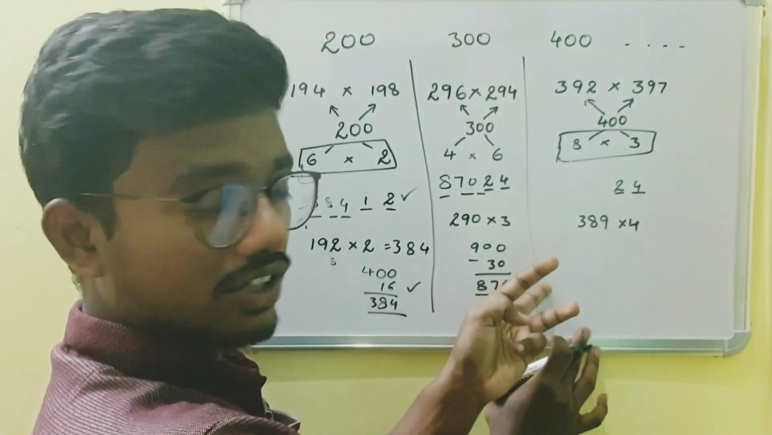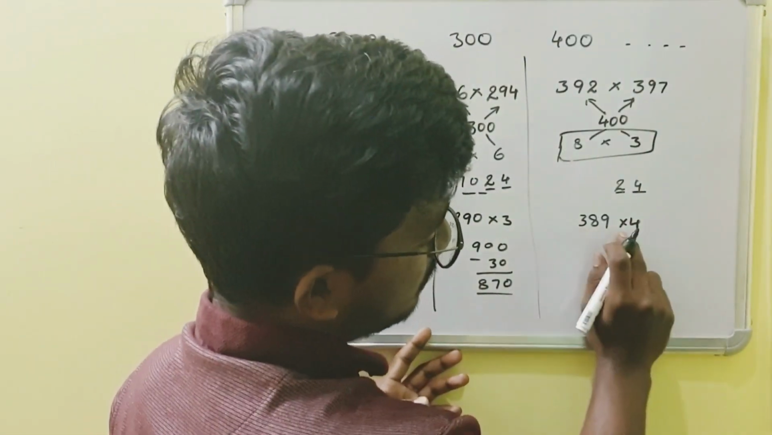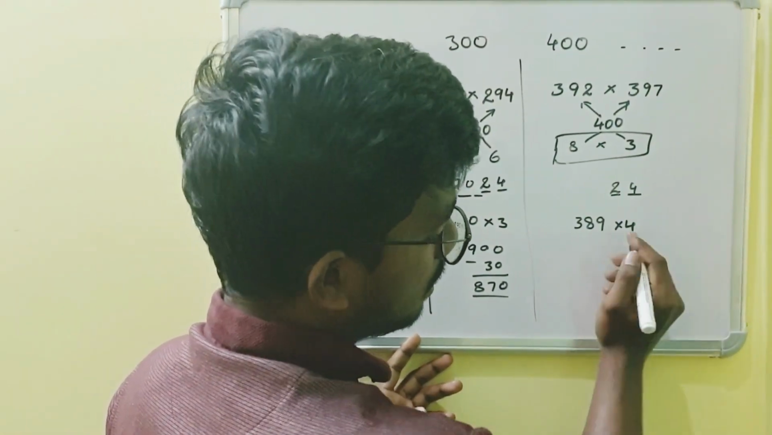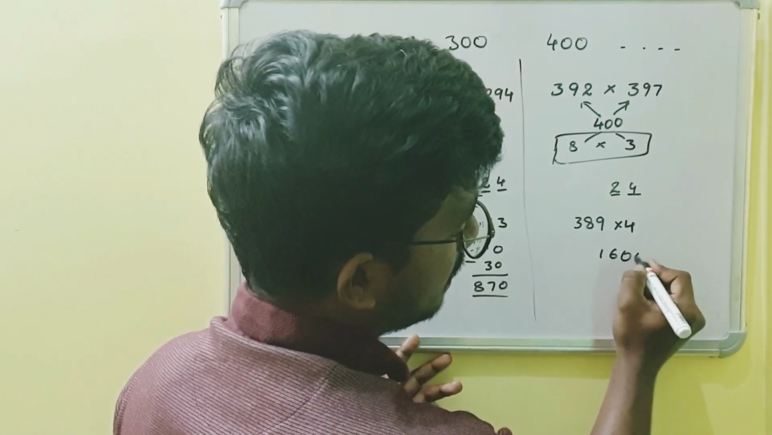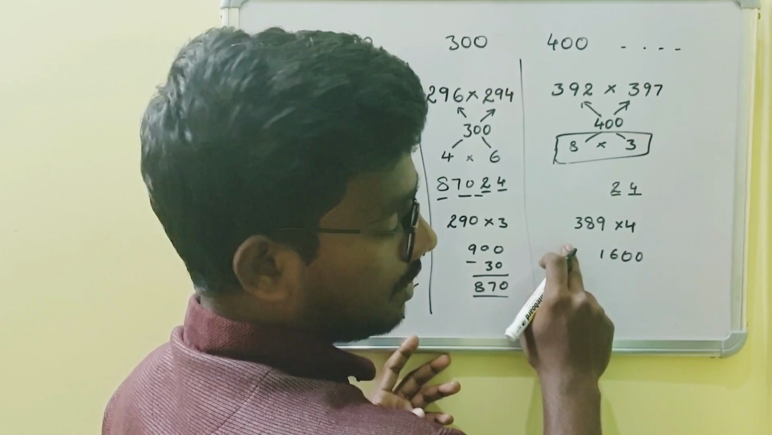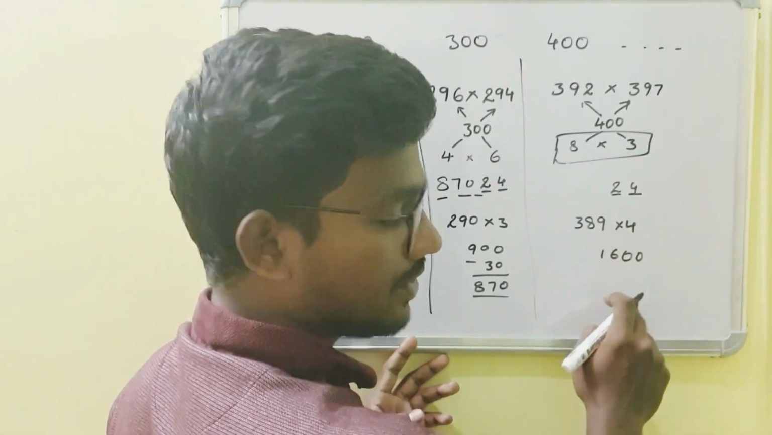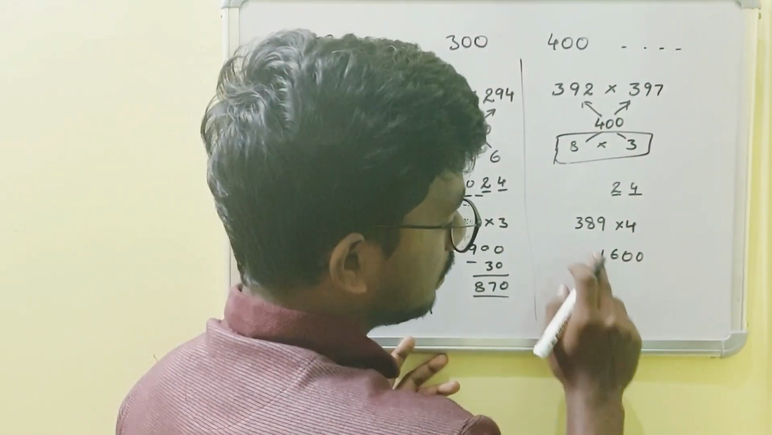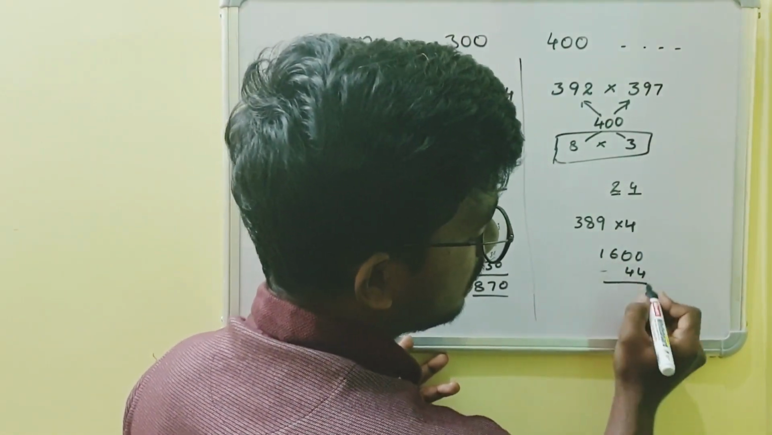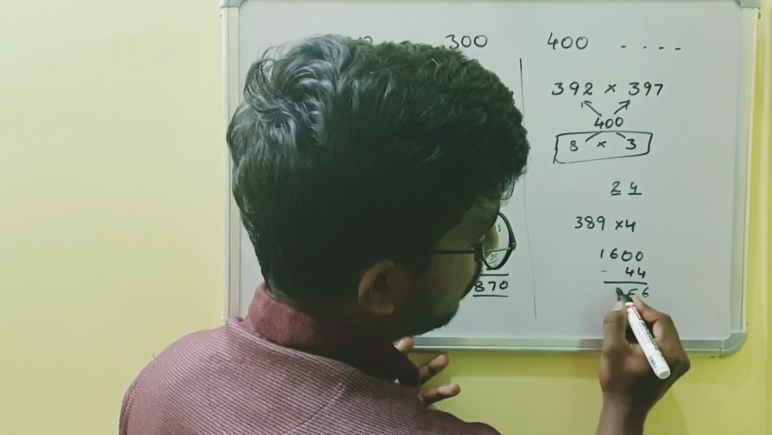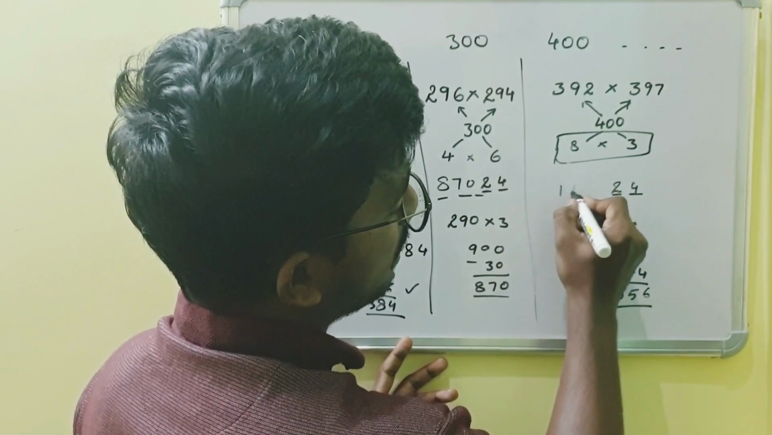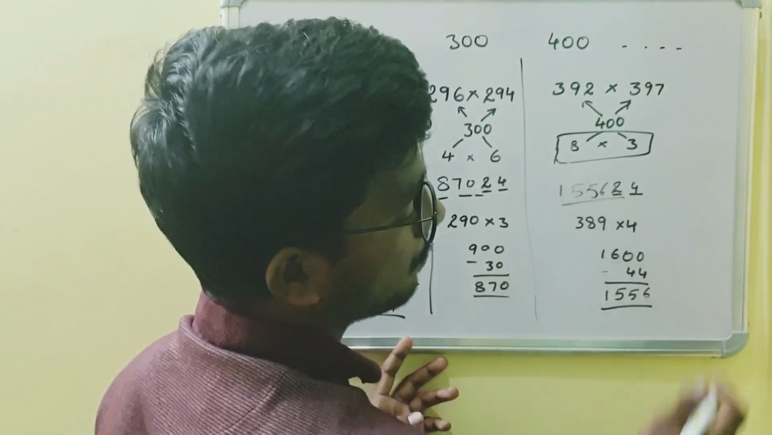389 into 4. For this, I will consider 389 as 400. Then 400 into 4 is easier to calculate. So 1600 is my answer. Now 389 is 11 less than 400, so I will subtract 11 into 4 from 1600 to get the answer. 11 into 4 is 44. Taking 44 from 1600 gives 1556. So my required answer is 155624.